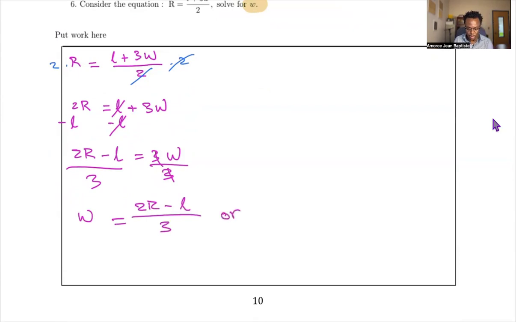Or if you want to separate the denominator, each term gets its own denominator. So we would have W equals 2/3 R minus 1/3 L. Either solution works. Either one is the same thing. You just separate the denominator.